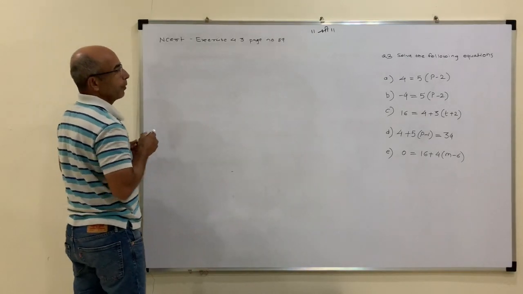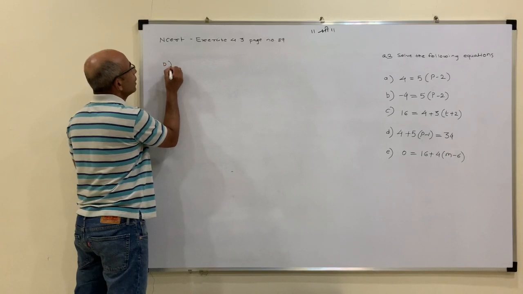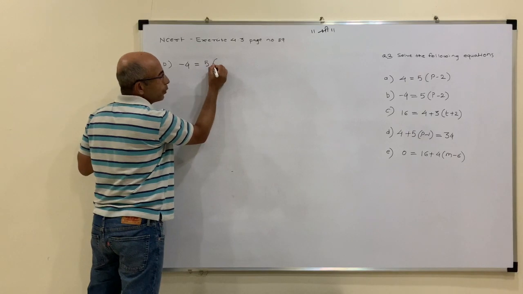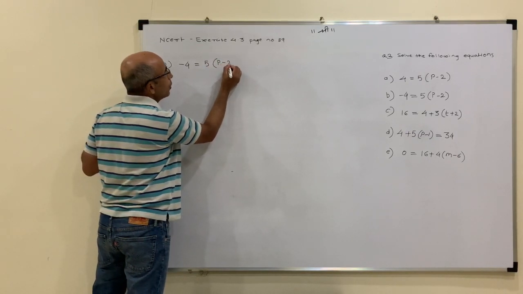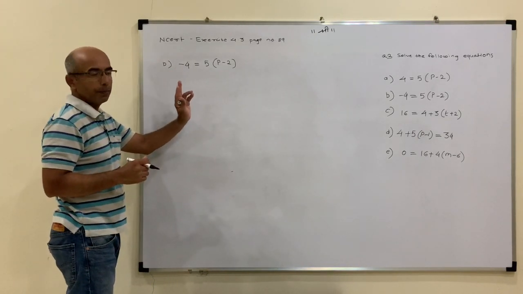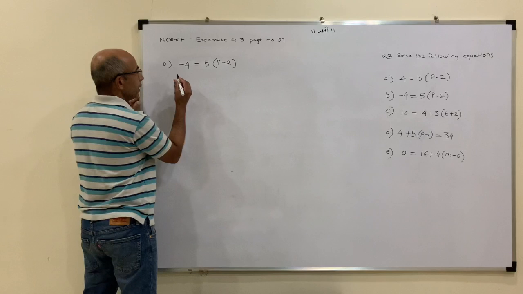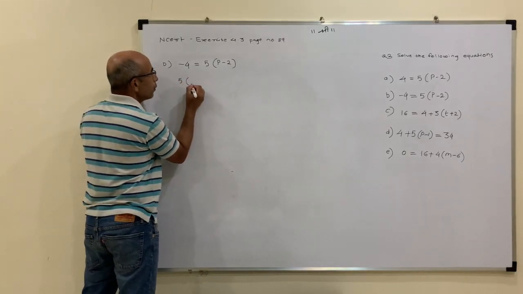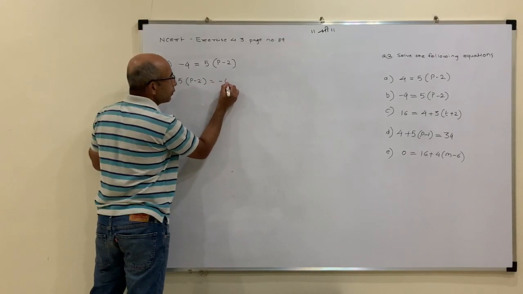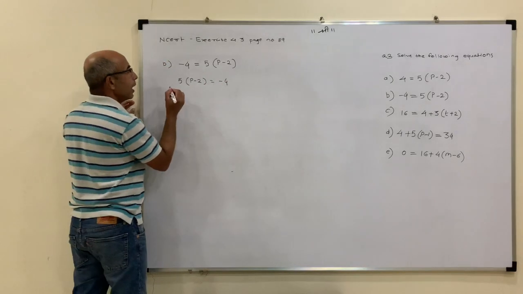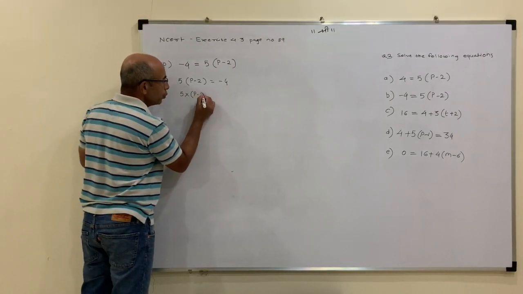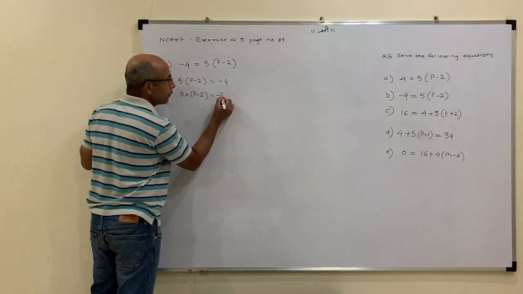My next problem is minus 4 equals to 5 into P minus 2. Now here again A equal to B, that means B equal to A. So I rewrite this as 5 into P minus 2 equals to minus 4. Now again I'll rewrite this, 5 into P minus 2 equals to minus 4.